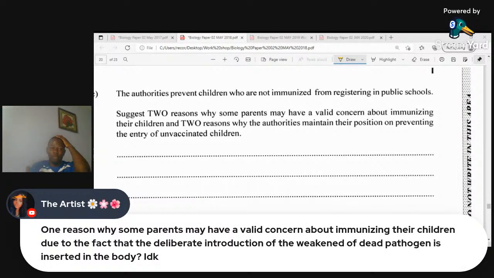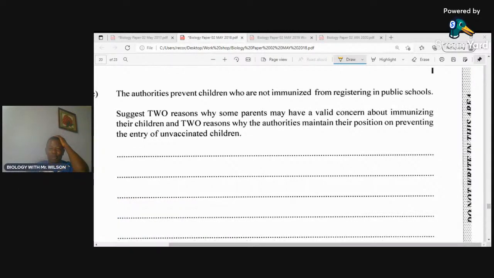One reason why some parents may have a valid concern about immunizing their children due to the fact that deliberate introduction of a weakened. Oh, but a lot is said here. We have to try to sort of say it less than this, or else we are not going to finish the exam. So I want to tighten up on those words. All right? I just try to make it spot on so that we are not crying that, oh, if I only had 5 minutes more, it would have been over. But I understand where you are going. All right. So I am seeing a lot for the parents.